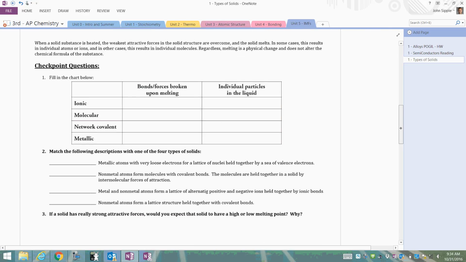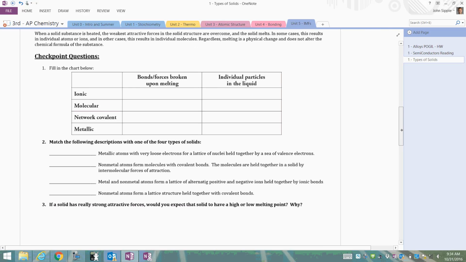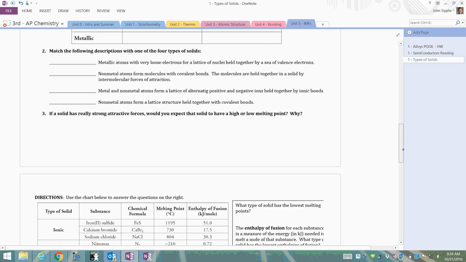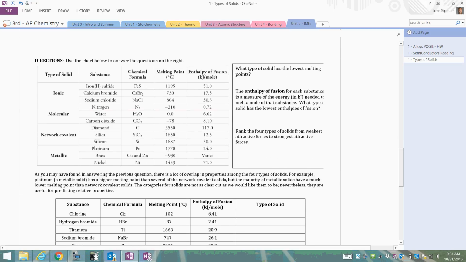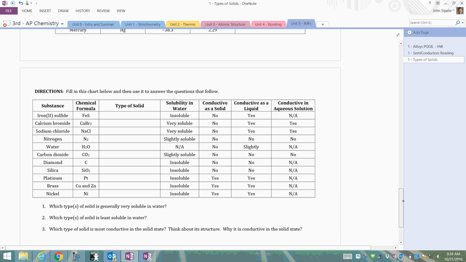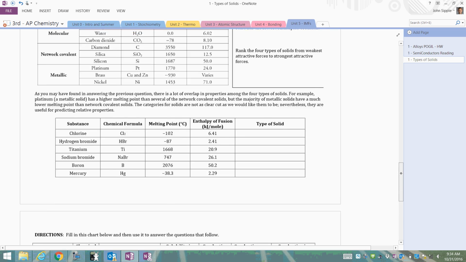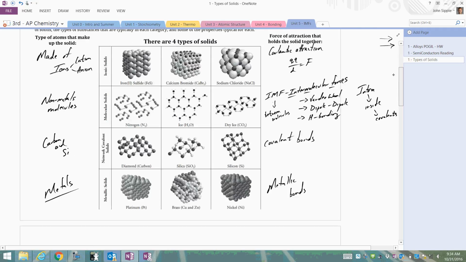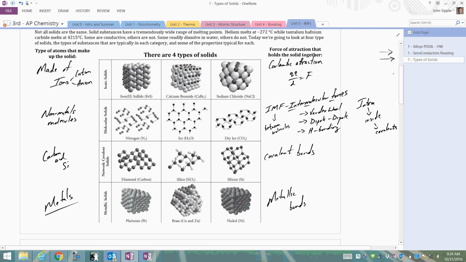You have a couple of things below to go through, and we'll also go through these in class. Just off of what you know and looking at some of the data, you can start to pull out different things about the properties of these solids and the type of substance that would have those properties. So, four types of solids: ionic solids, molecular solids, network covalent solids, and metallic solids. We'll go over this in class, but let's try to get this done over the next couple of days.